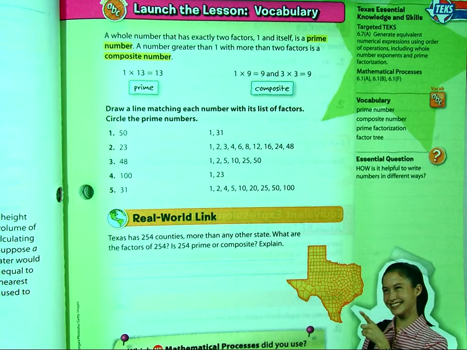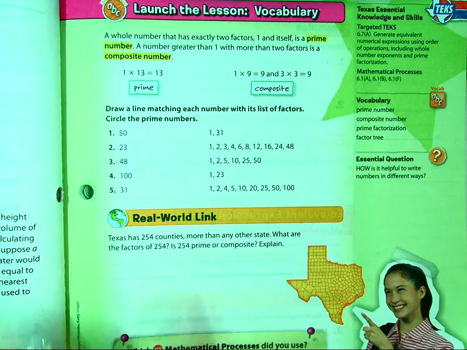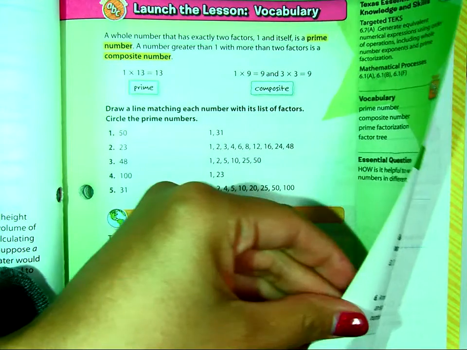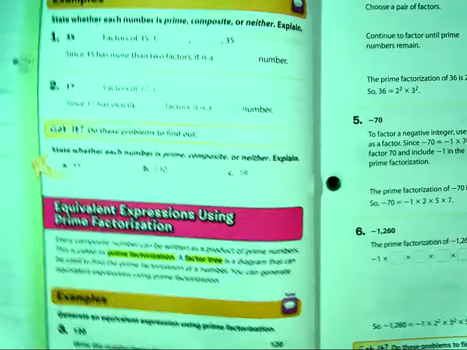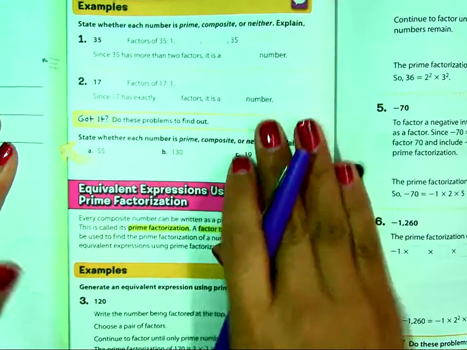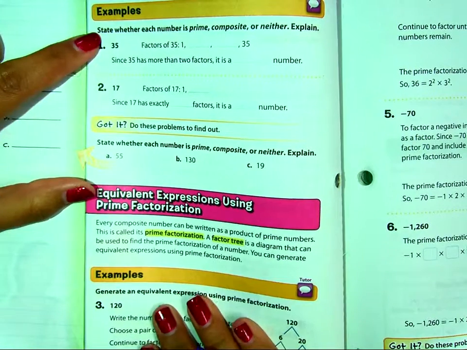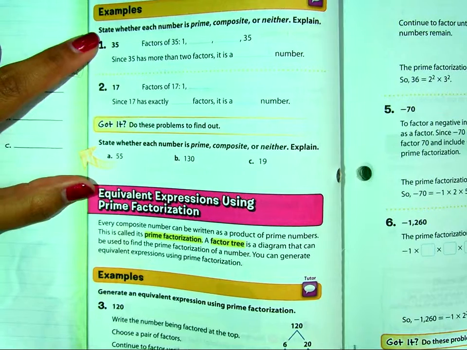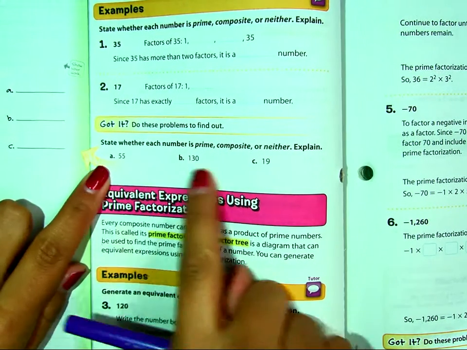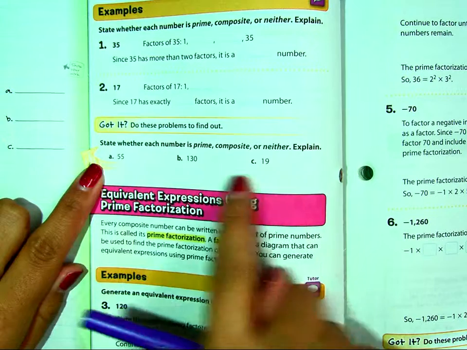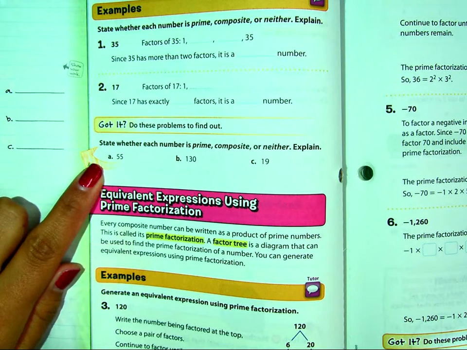254 is obviously much bigger than a 2-digit number or a single-digit number, but you can try that one. Okay, then we're going to look at the next page. The next page just walks you through some examples. So it has examples of determining if the number is prime or composite, and then some sample problems here for you to try on your own. Remember, composite numbers have more than 2 factors, and prime numbers have only 1 factor.